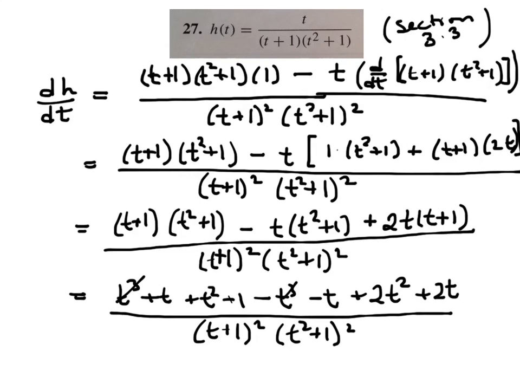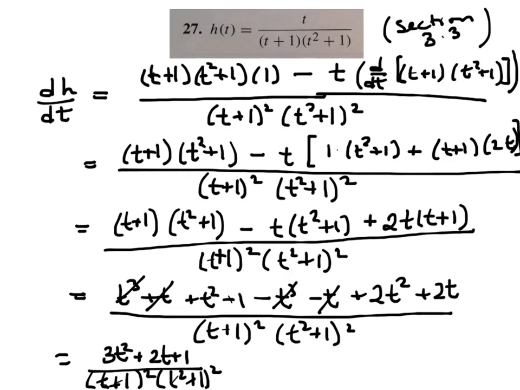Okay, so the t cubes cancel. That's good. This plus t cancels with this minus t. And I guess that's it. So in the numerator we have 3t squared plus 2t plus 1, over that whole denominator we had before: (t plus 1) squared times (t squared plus 1) squared. Okay, so sorry to squish this down in the bottom, but I think that's our answer.